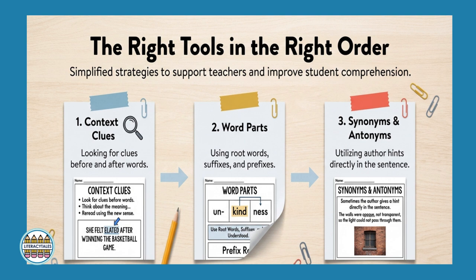So, the right tools. Let's look at this like a three-step learning loop. The method here is effective and simple because it's repeatable steps. Introduce a strategy with a visual anchor chart. It could be any anchor chart: context clues, word parts, synonyms, antonyms. After you have introduced a strategy, you bring the visual into it.